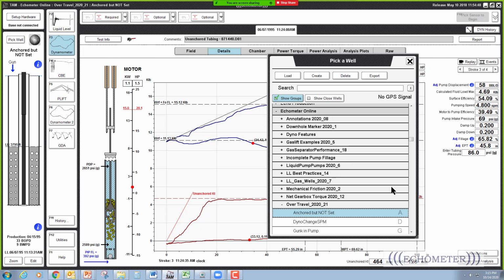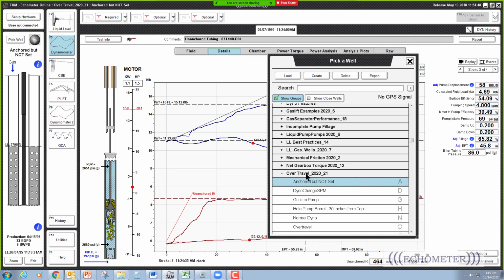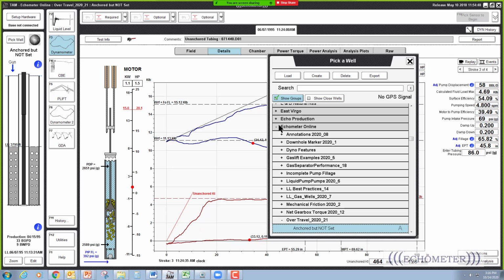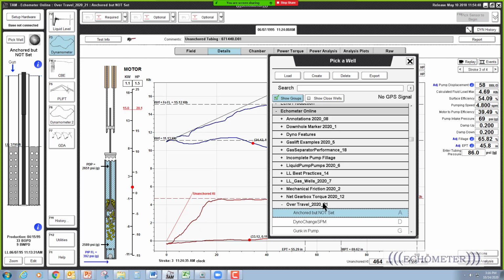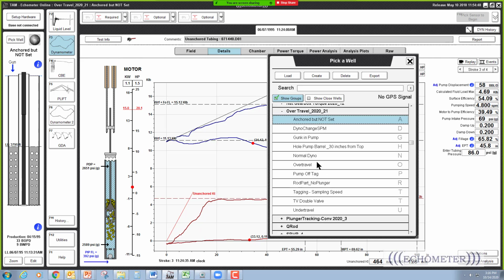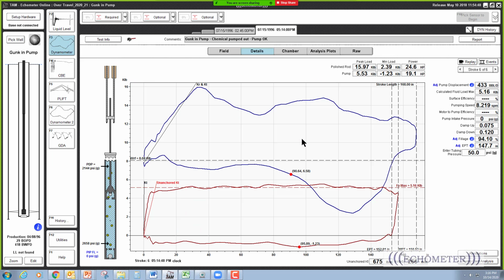But the example I want to talk about first, it'll create this folder on your computer if you install it, under a folder called Echometer Online. There'll be an over travel folder, and I think I put together about 11 examples. The first one I go to is the one we were talking about a minute ago about gunk in the pump. If I open this one up, this is a series of tests.